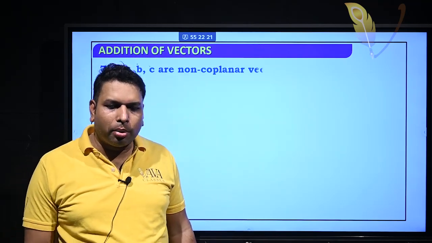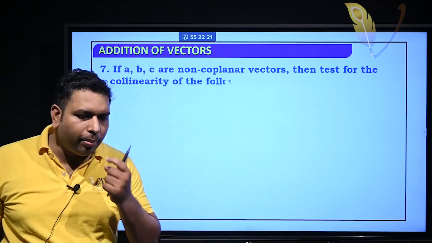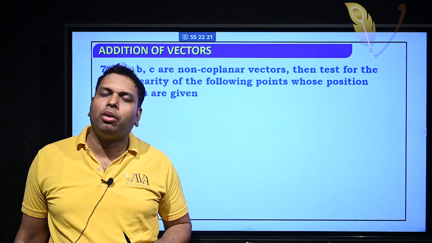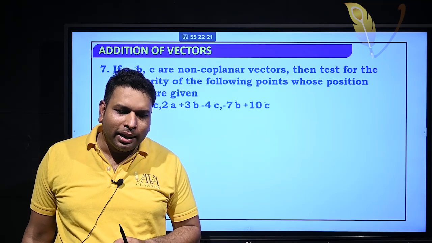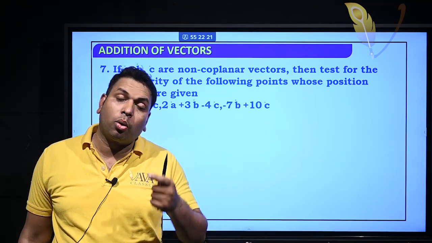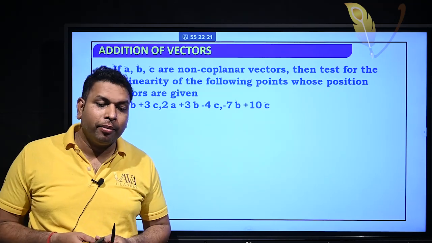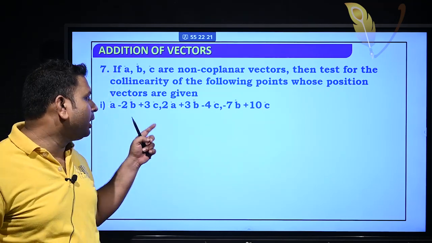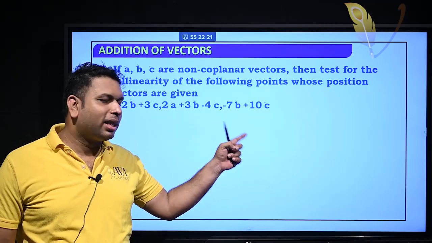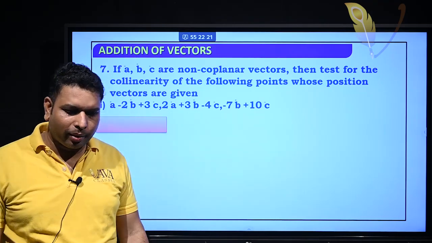So in this part I will solve question number 7. If a, b, c are non-coplanar vectors, then test for the collinearity of the following points whose position vectors are given: a minus 2b plus 3c, 2a plus 3b minus 4c, minus 7b plus 10c.